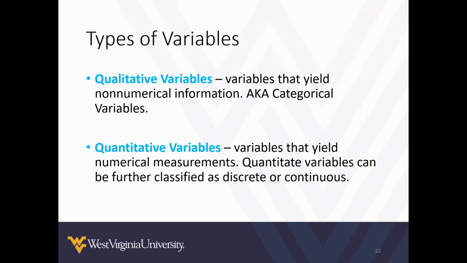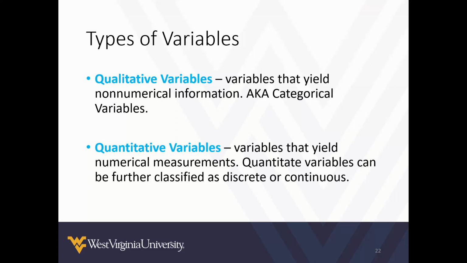With these studies come two general types of variables, qualitative and quantitative. Qualitative variables are ones that yield non-numerical information. These are also known as categorical variables. To be honest, I prefer using the term categorical variables to qualitative because I feel like the terms qualitative and quantitative are similar enough sounding that people can get easily confused. So generally speaking, you'll hear me use the term categorical.